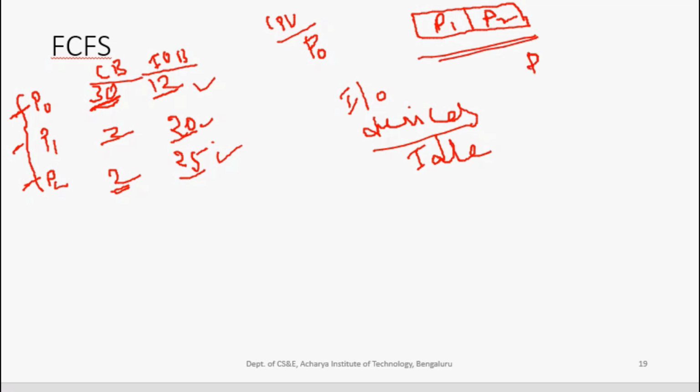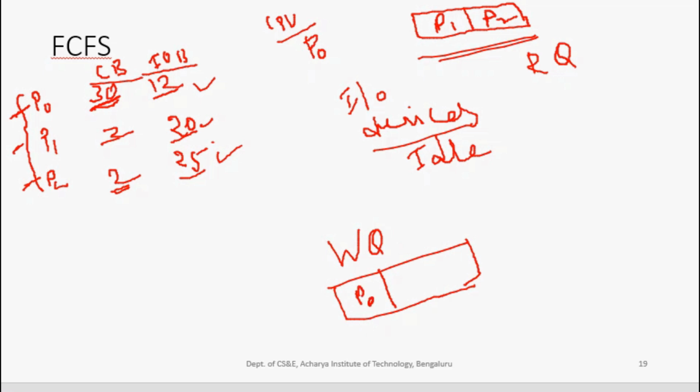Okay, this is the ready queue. After some time, what may happen? You look at the waiting queue. Let us assume that P0 completes its execution on CPU, or it completes its CPU burst and enters into the wait queue.